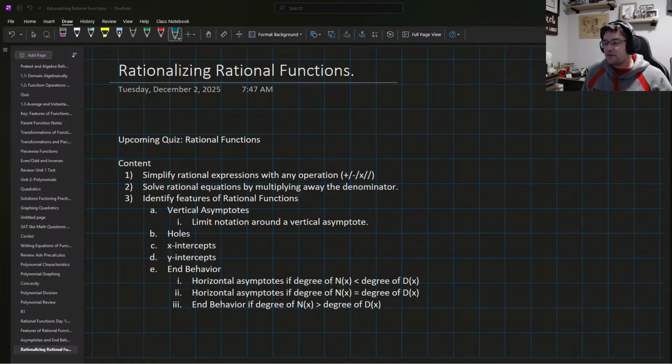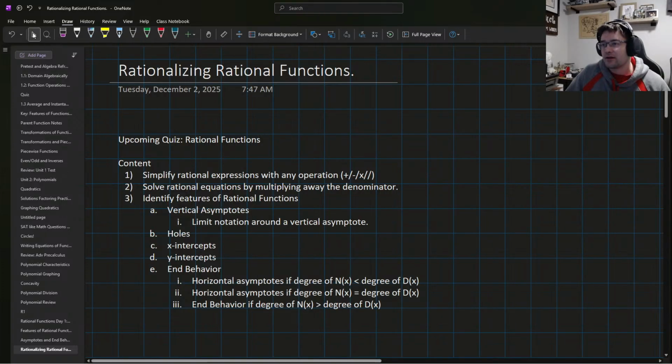Alright, so welcome to Rationalizing Rational Functions. This is the stream you want to be with, and on your NTI day. I hope you got some extra sleep today. But we are in the middle of rationalizing rational functions, and today we're looking at complex functions and rational functions and how they interact with what we've already talked about.